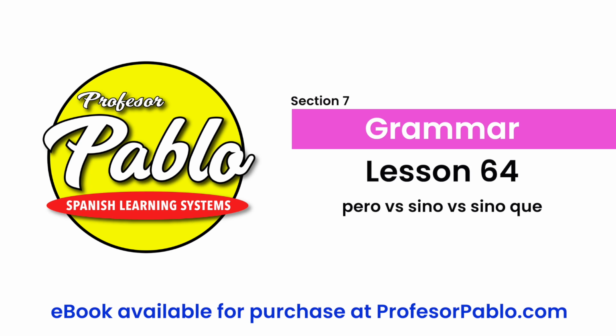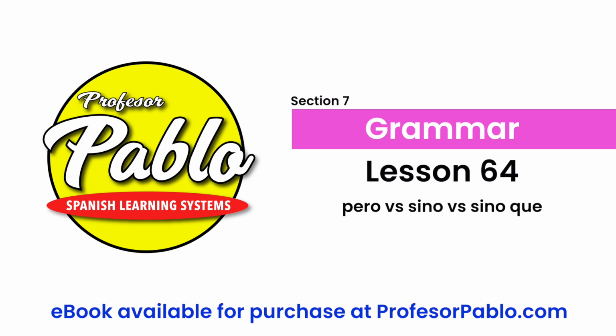Here are our examples. No vamos al cine, sino al teatro. We're not going to the movies, but instead to the theater, but rather to the theater. No vamos al cine, sino al teatro. So the negative is you're saying that you're not going to the movies. That's not a factual situation. You're not going to the movies, rather to the theater. And the theater is the factual situation.